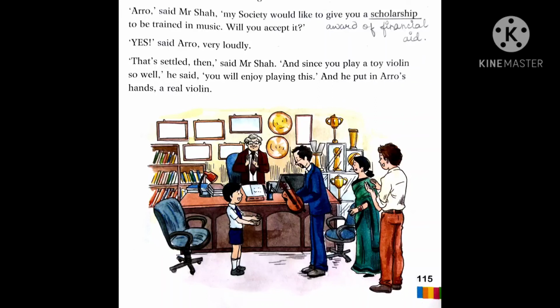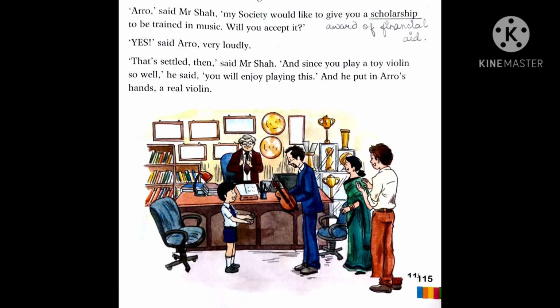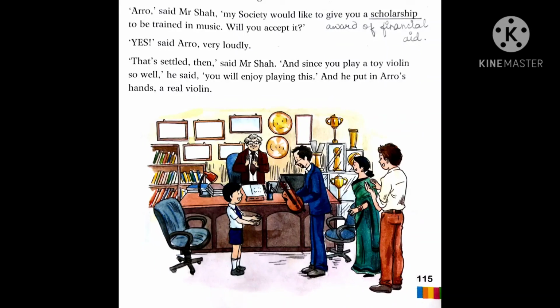Now let's read the last few lines. "That's settled then," said Mr. Shah, "and since you play a toy violin so well, you will enjoy playing this," he said, and he put in Arrow's hands a real violin. So students, after Arrow accepted the proposal of scholarship, Mr. Shah said that it's settled, it's done, we will give you the scholarship. And then he said to Arrow that when you can play a toy violin so nicely, you will surely enjoy playing this. And saying so, he placed a real violin in Arrow's hands.